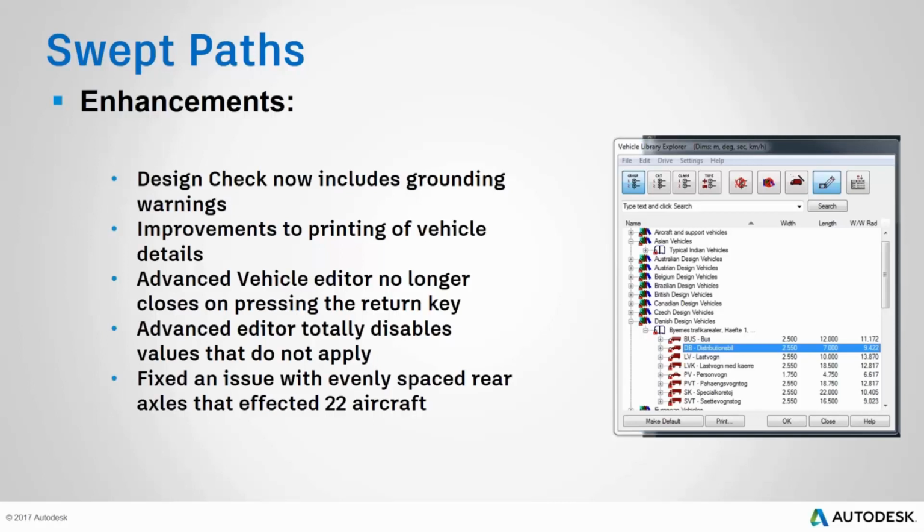And finally, we had an issue with evenly spaced rear axles that affected all vehicles, but in the libraries we shipped only affected 22 aircraft. The error was such on those aircraft that the swept paths actually produced slightly worse turning circles, slightly less severe turning circles than the vehicles could actually do. But we've fixed the issue, and we don't believe that any of the drawings that had used the wrong or invalid aircraft were actually producing data that was impossible for the plane to do.